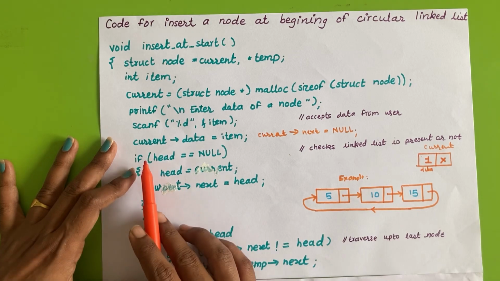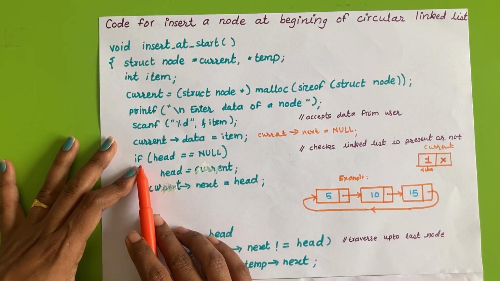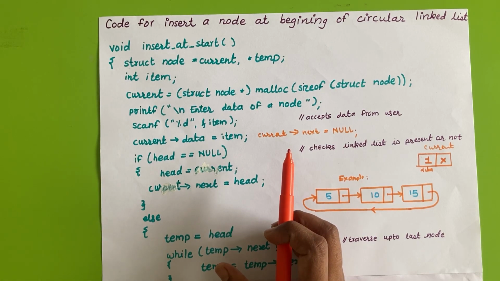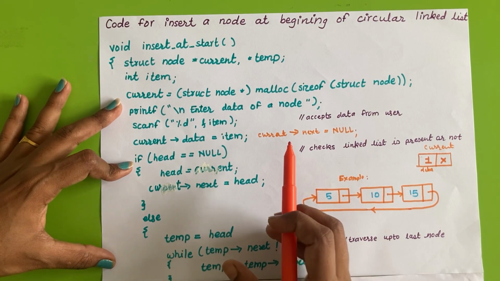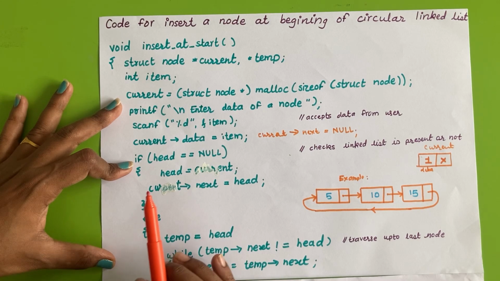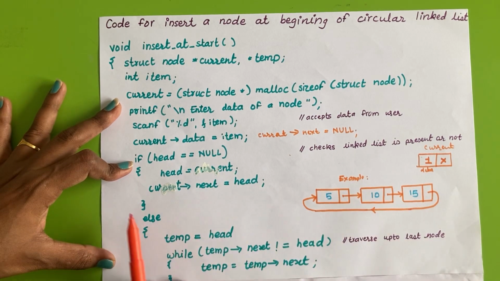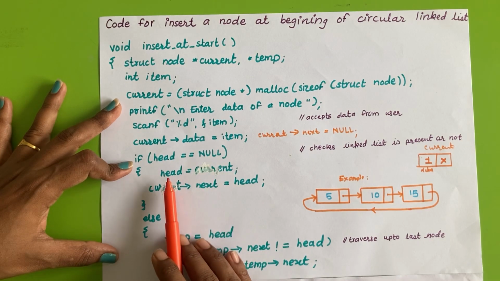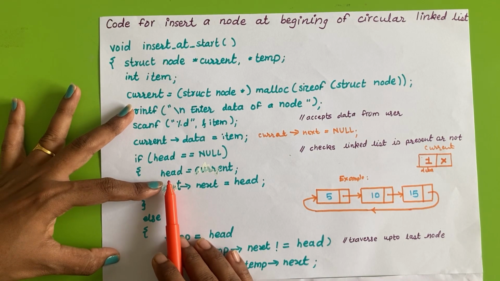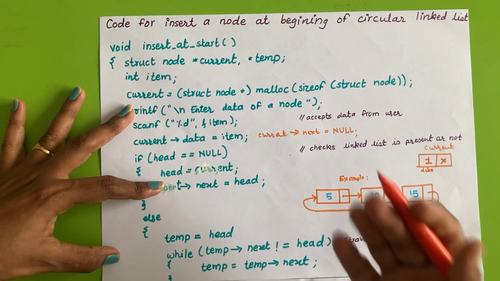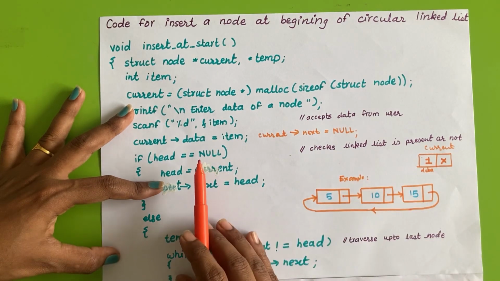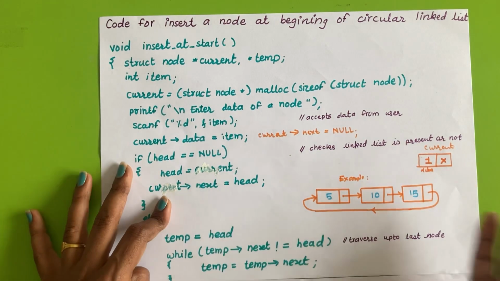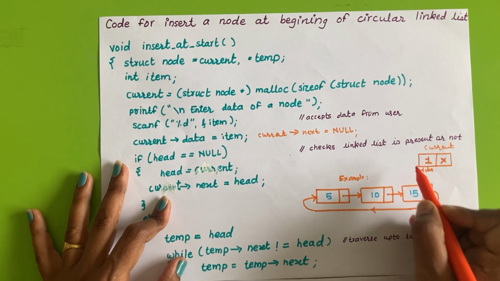For that purpose we have a condition, that is if head is equal to null. It means if the head node doesn't exist, then our circular linked list will not be present at all. So if head is equal to null, what we have to do here is this current node will act as a head node. So the assignment will be done, that is head is equal to current. So the newly added node will act as a head node.